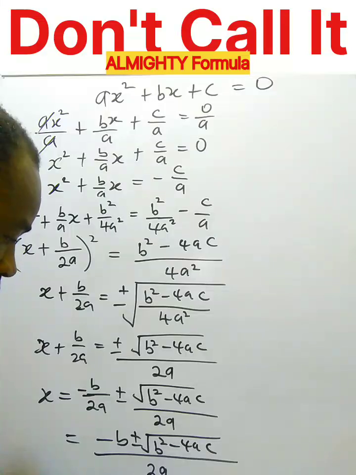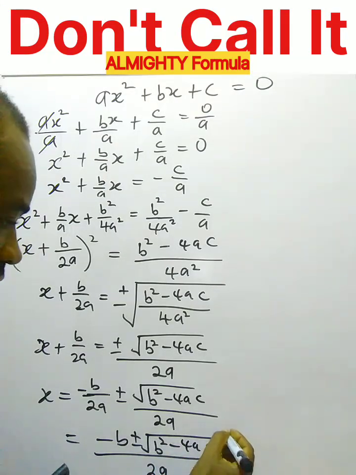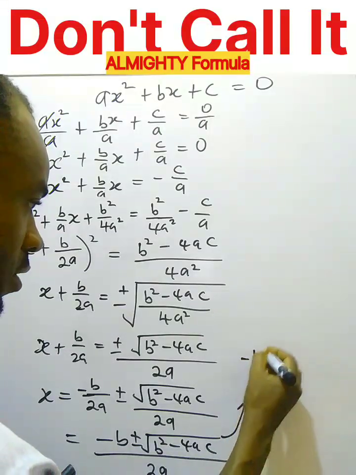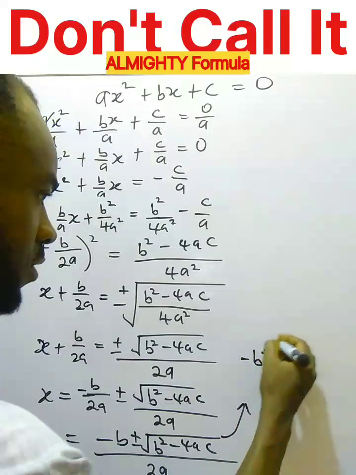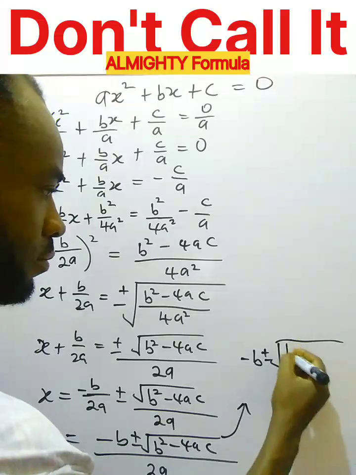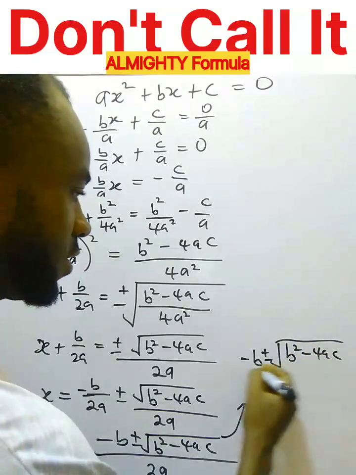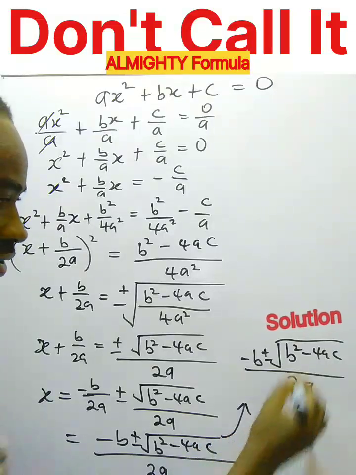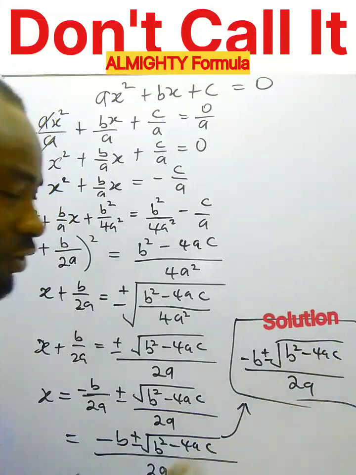Okay, so I think that is our derivation. Maybe I can also write it here. So our final answer is minus b plus or minus square root of b squared minus 4ac all over 2a. So in case you can't see it downwards, this is our solution.